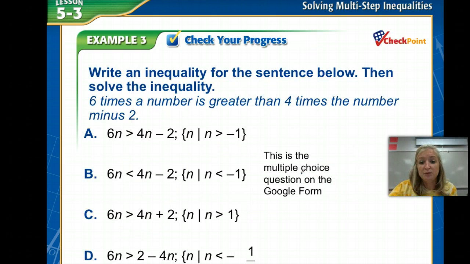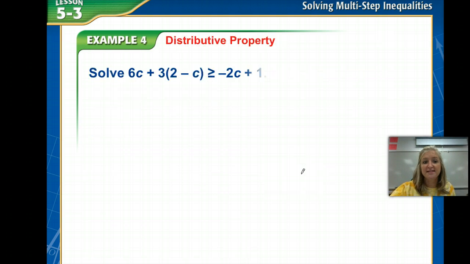We are already to the multiple choice question. So take a look. 6 times the number is greater than 4 times the number minus 2. Which one is written properly and which one is solved properly? So A, B, C, or D, answer on the Google form. Let's move on to example number 4.